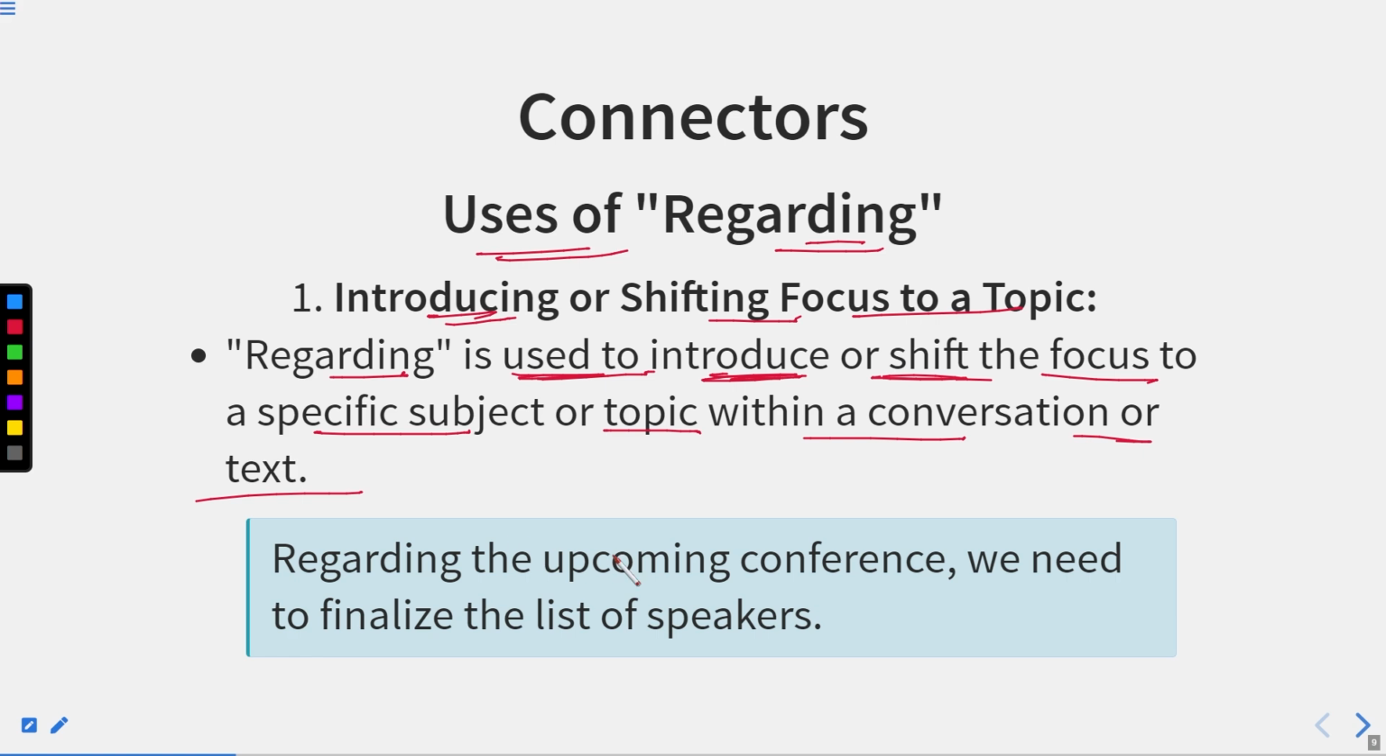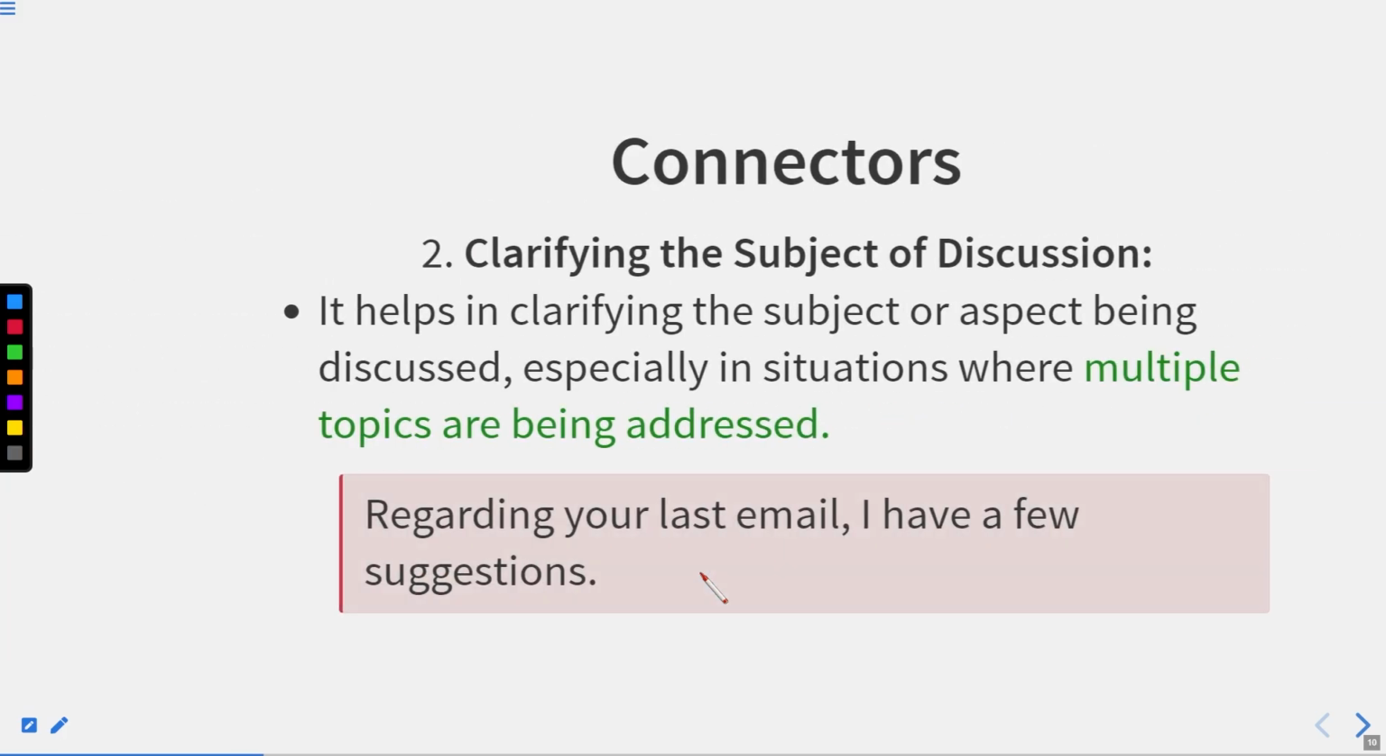Okay. Regarding the upcoming conference, we need to finalize the list of speakers. Now, it has been said earlier that regarding the upcoming conference, it means whosoever joins that conference will keep in mind that the topic should be relevant to the conference. Okay, so they will be pre-prepared, you can say.